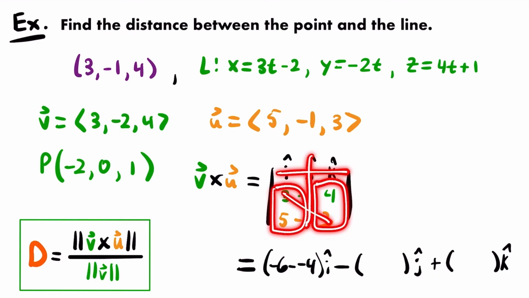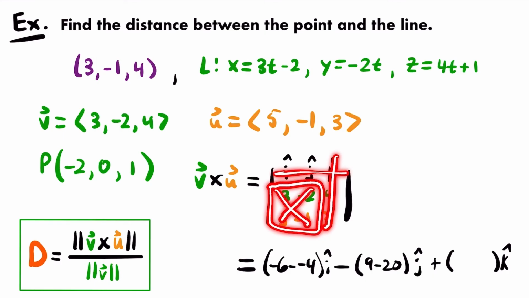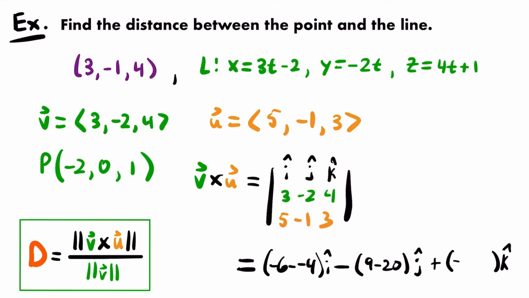3 times 3 is 9, and then we'll subtract 4 times 5, which is 20. So we have 9 minus 20. And then let's look at k. We'll cross out the row and the column that k is in and use these 4 values to calculate a 2 by 2 determinant. We'll have 3 times negative 1, which is negative 3, minus a negative 2 times 5, which is negative 10.